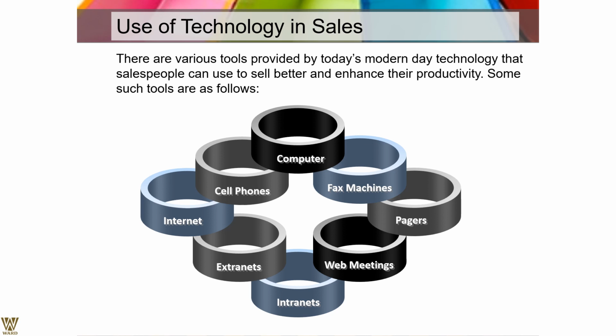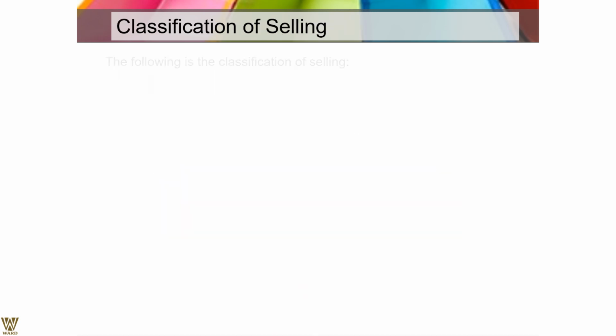With this, you can be at multiple places at one point of time. If you have the internet, the computers, the web meetings, you can go around. With an extranet, you are accessible. Fax machines, cell phones, pagers. Communication has transformed the sales horizon altogether.